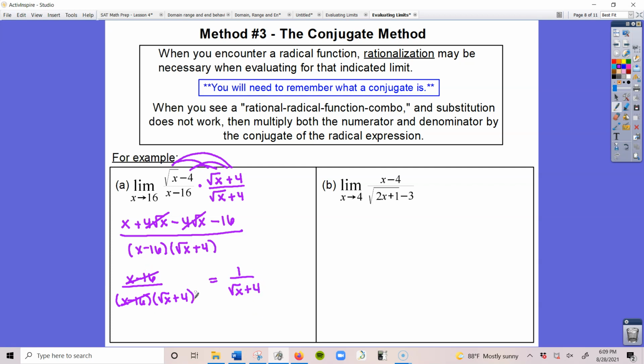Once you have done this, now you're able to plug in the number that the limit is approaching. So I can plug in that 16. I get 1 over the square root of 16 plus 4, which gives me 1 over 4 plus 4, and our final limit answer is 1 over 8.